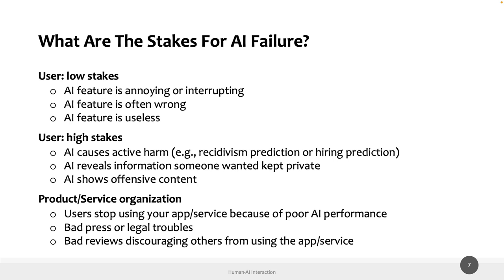But the same kind of problems may happen also for high stakes, when AI, for example, causes active harm, or when AI reveals some private information about users, violating their privacy. Or also when AI shows offensive content, and we have seen an example with the Tay chatbot. And if you are designing and maybe selling an AI-based product, you can have serious consequences with this kind of errors. Your users will probably stop using the system and move to another system. You may have press and legal troubles, especially for high-stakes problems, and you will probably receive bad reviews, discouraging others from using your system.